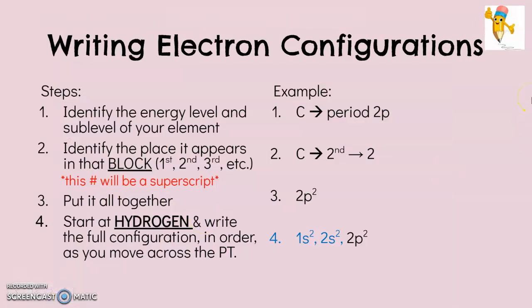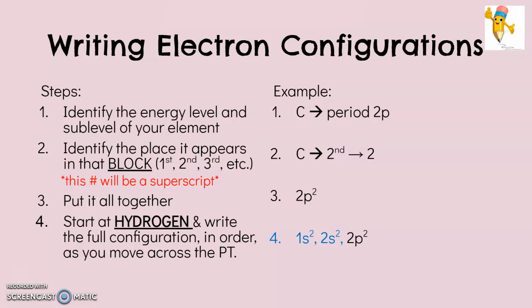So how do we do this? Here are the steps. Number 1, you have to identify the energy level and the sublevel of your element. Okay, so the example here we're doing is carbon. So to identify the energy level and the sublevel, you need to first identify what period it's in. So what period is the element in? And then what block is it in?